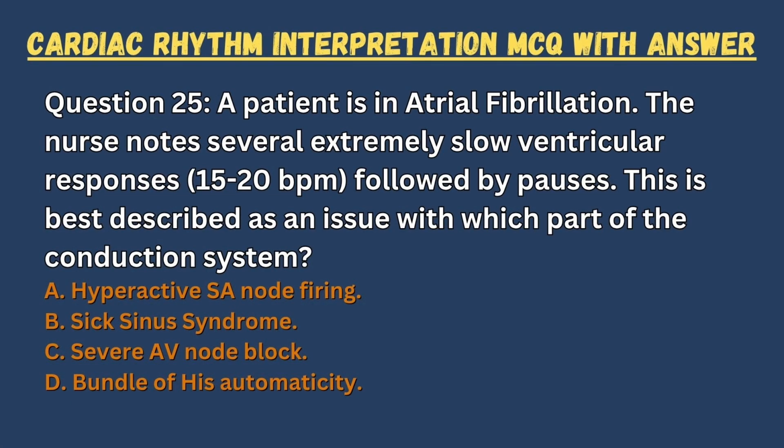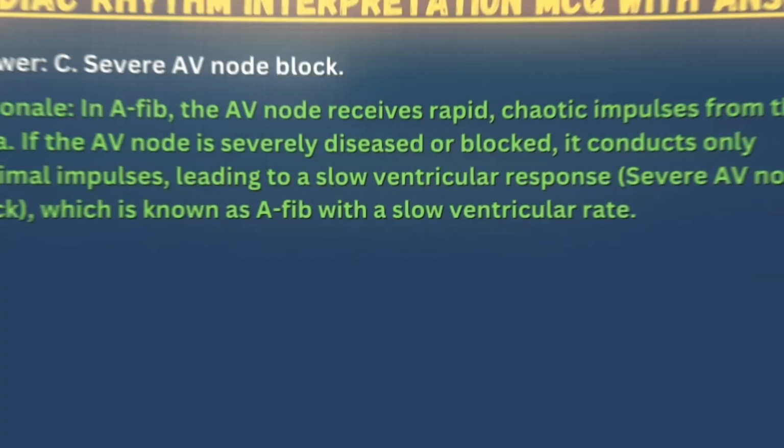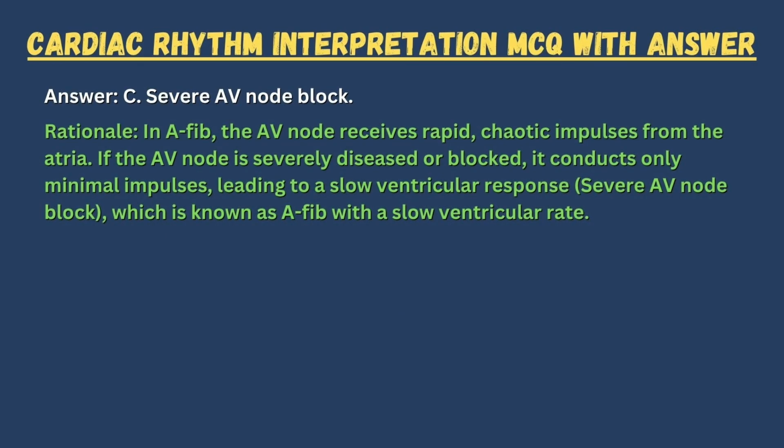A patient is in atrial fibrillation. The nurse notes several extremely slow ventricular responses, 15 to 20 beats per minute, followed by pauses. This is best described as an issue with which part of the conduction system? A. Hyperactive SA node firing. B. Sick sinus syndrome. C. Severe AV node block. D. Bundle of His automaticity. Answer: C. Severe AV node block.